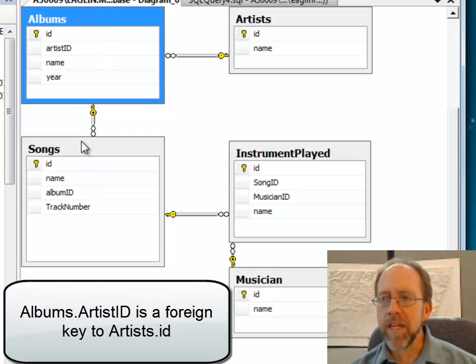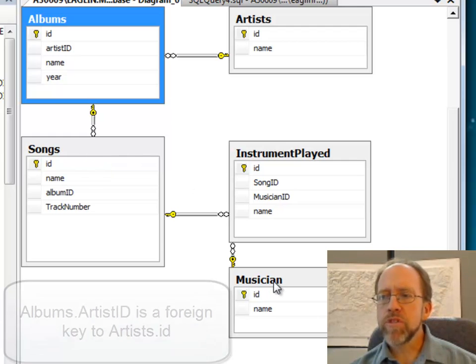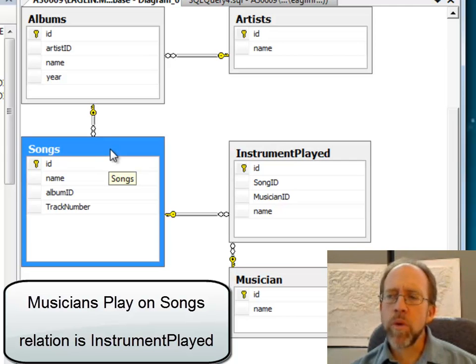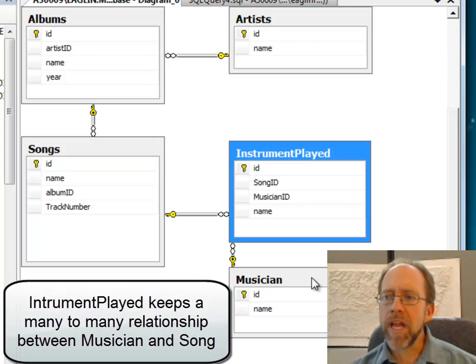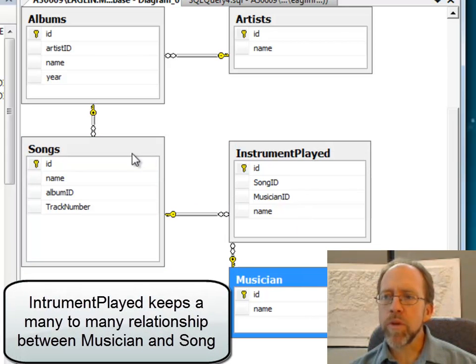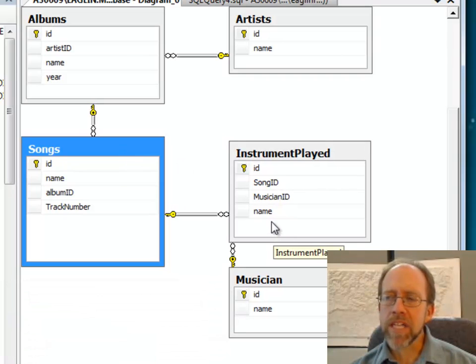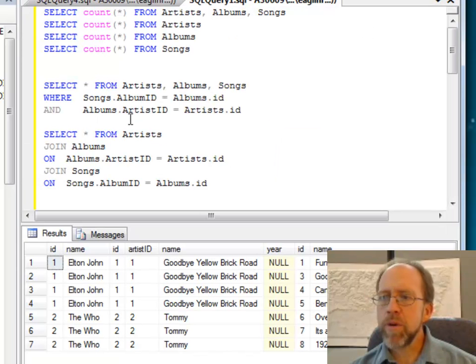to the album's ID. Then one level deeper you have musicians that play on these individual songs, and I'm using a relational join table called InstrumentPlayed. The musician is related to the song by the instrument that they played on the song, and you could actually say it would be vocals or whatever, and I'll show you some examples of this. So that's putting it all together.